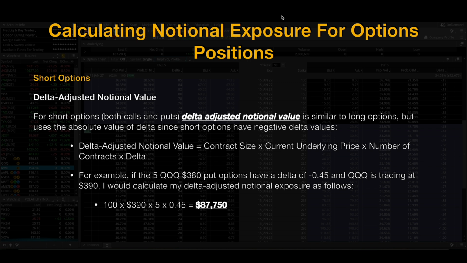Contract multiplier of 100 times the trading price of QQQ of 390 times the 5 contracts that I sold times a delta of 0.45, and this gives me a notional value of $87,750. Again, that is quite a bit less than the $190,000 full notional value calculated previously.